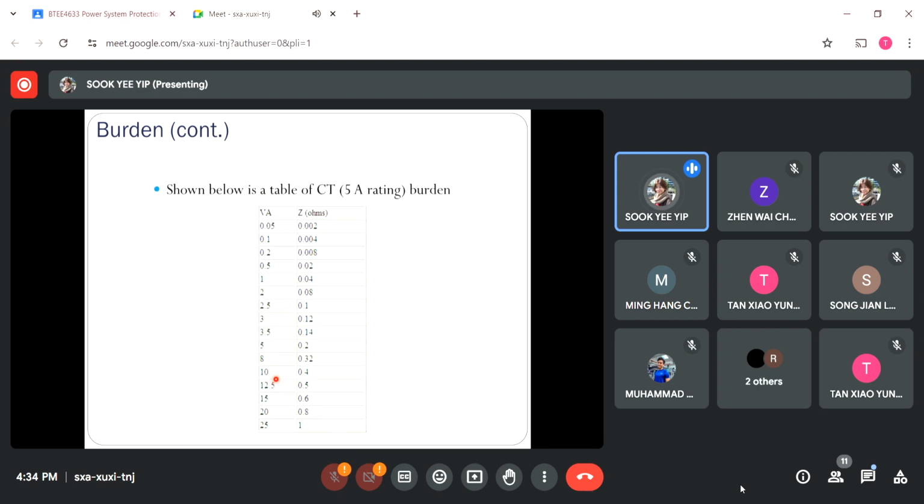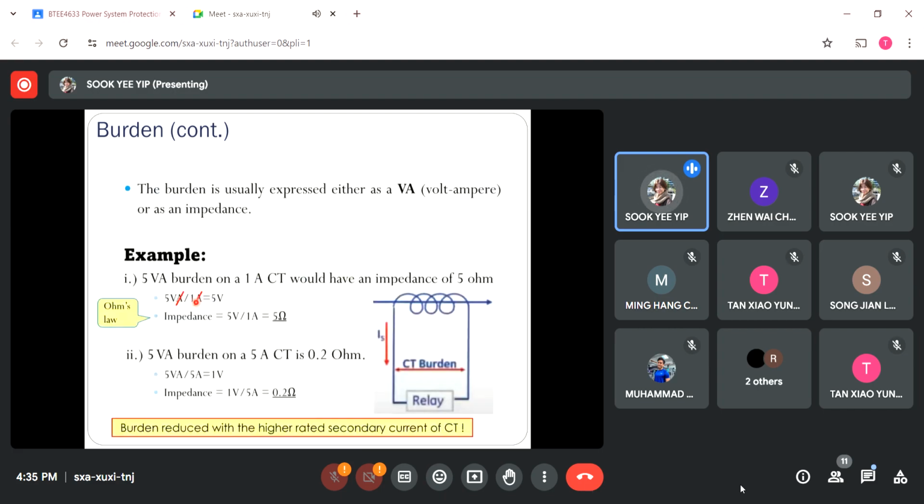All right, now let's move on to the next slide, where we have a table showing current transformers with secondary currents rated at 5 amp. You can practice on your own how to interchange the burdens from watt amperes, which is apparent power, to impedance value in units of ohms. The tip for you is to refer to the previous slide using Ohm's law. If you want to change from power to units of impedance, remember, divide by the current two times.